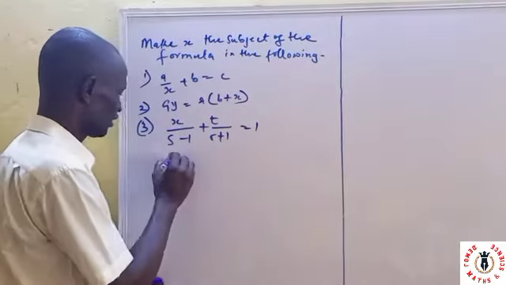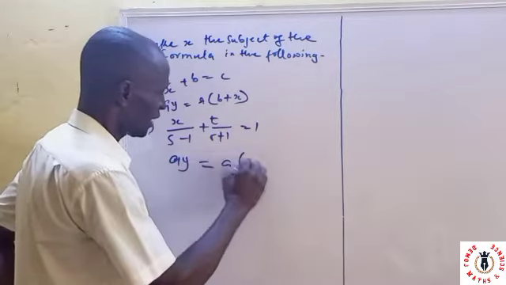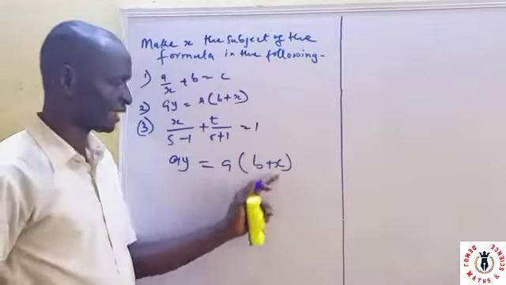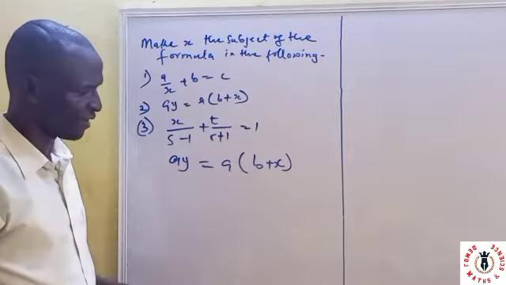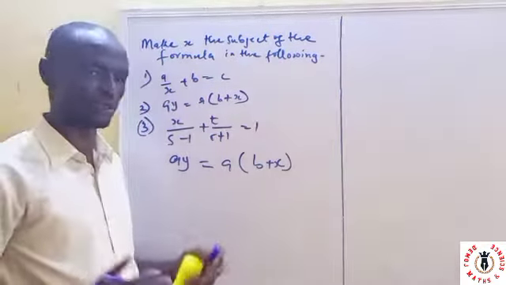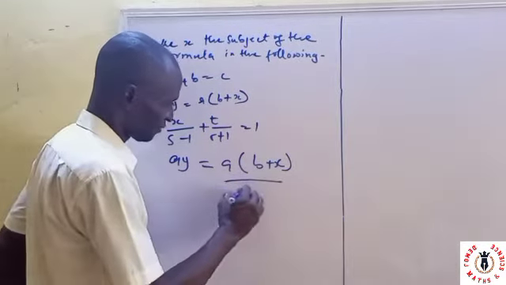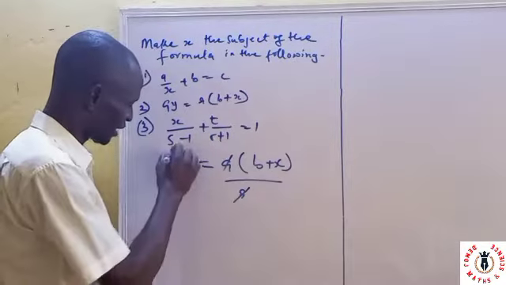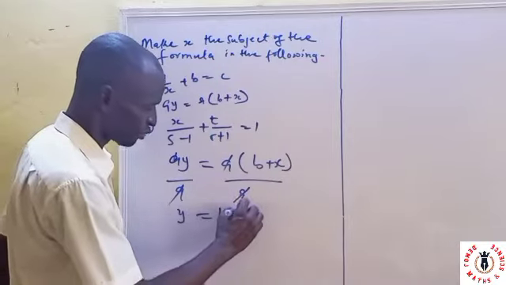Question 2 says ay is equal to a into b plus x. And we are making x the subject of the formula. I have a here and I have a here. Funny enough, the a's are multiplying both sides of the equation. So, I divide through by a. Divide both sides by a. A cancels a. Y is equal to b plus what?